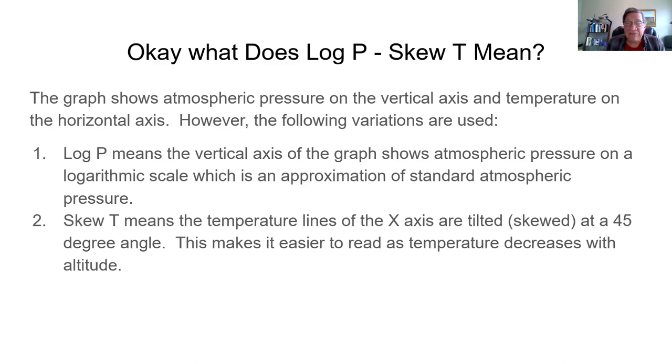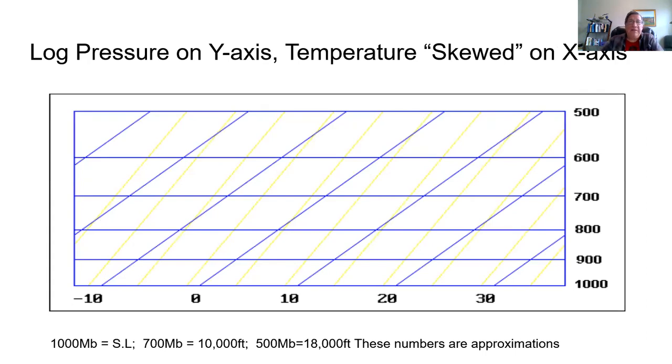So it's log P. Skew T is the temperature, except the way things work, if you kept it just going straight across like most x-axes, it would get really hard to read. So what they do is they skew the x-axis at a 45 degree angle. That's all it means, okay? So don't get too upset and too balled up on the Skew T. All it means is the x-axis slopes at a 45 degree angle rather than straight across. So here's what it might look like.